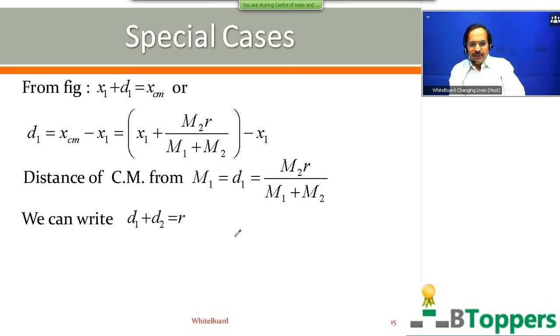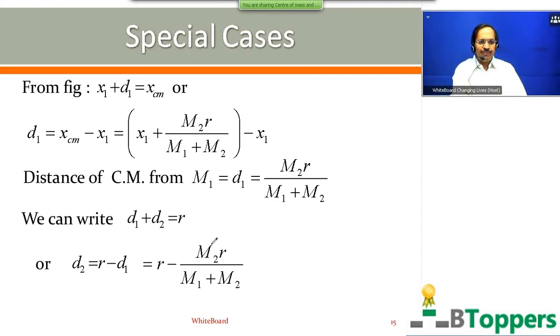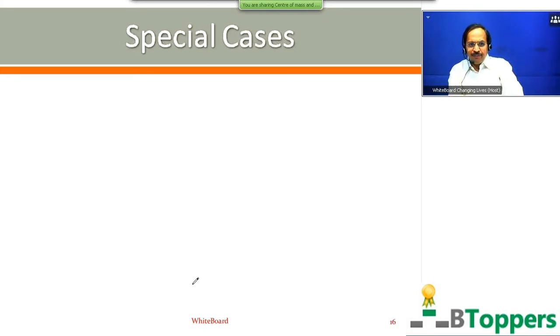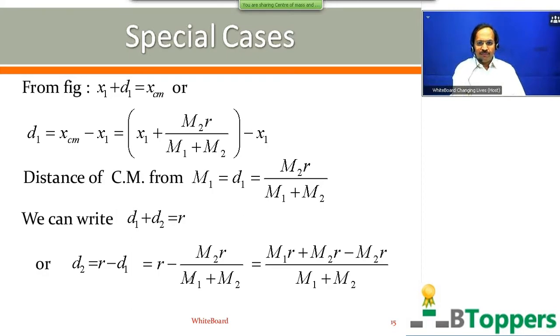You can write d1 plus d2 equal to r, or d2 equal to r minus d1. You can substitute d1 equal to m2r by m1 plus m2. You can simplify this further. Come on, those who are writing the notes, finish writing. So here plus m2r minus m2r gets cancelled.